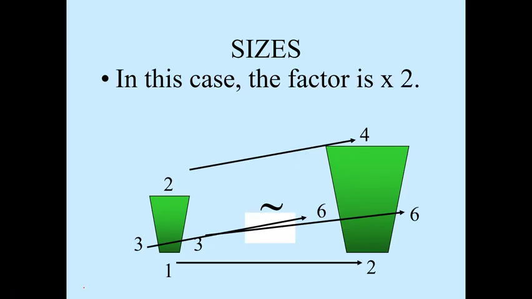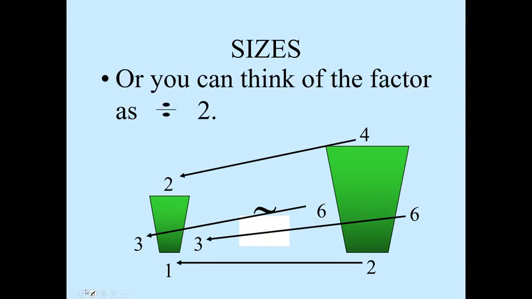So a factor of what? And how do you figure that out? Notice right here, we're going from 2 to what? 4. So the larger one is twice as big. We've got a 3 and a 6. 3 times what is 6? 2. 1 times what is 2? 2. So notice that this factor, from the smallest figure to the largest, is 2. The largest is 2 times larger than the smaller figure.